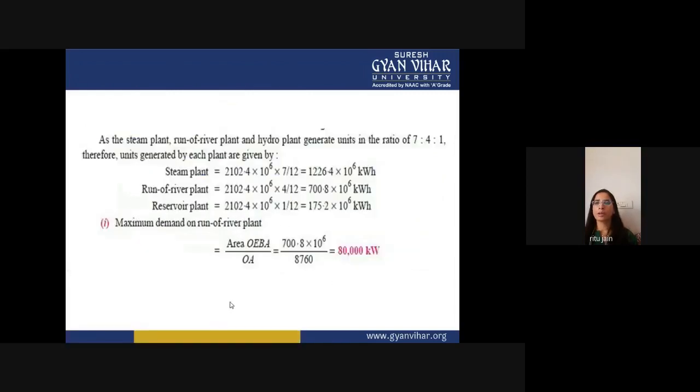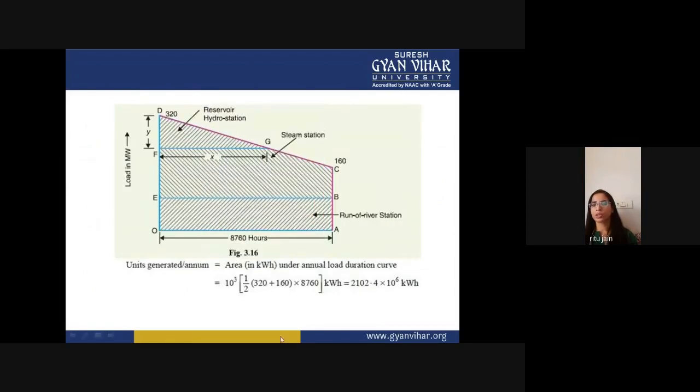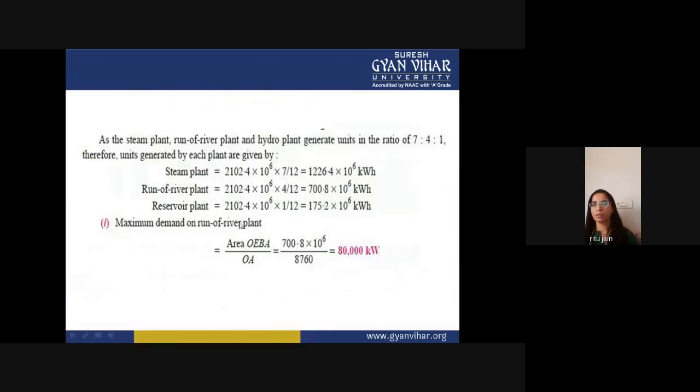As the steam plant, runoff river plant, and hydro plant generate units in the ratio of 7:4:1, therefore the unit generated by each plant is given by this. This is the total unit which is generated by the three plants. So the individual units you can calculate by this formula, and you will get the individual units generated by the power plants.